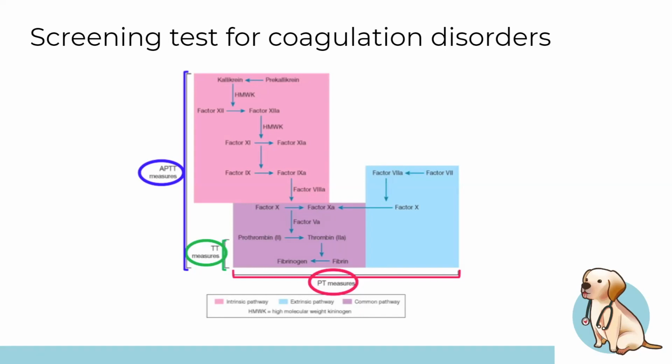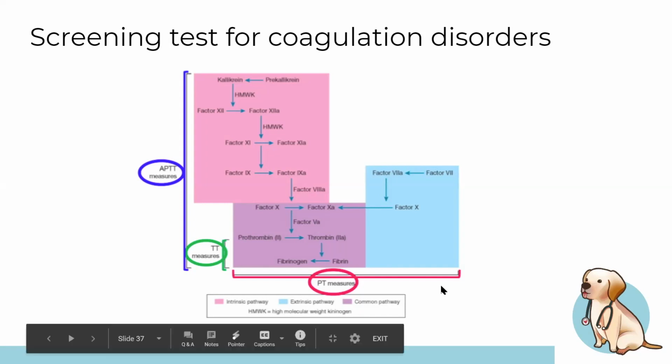Yeah, so APTT, as you can have a look from the diagram, is mainly for your intrinsic and your common pathway. Your PT is mainly for your extrinsic pathway, and your TT is just for the common pathway. There are a couple of other tests that you might have seen in your lecture, which aren't mentioned on the slide. So they're the D-dimer and fibrinogen levels. Don't stress over them too much because they're not that high yield, and they're not that exciting either.